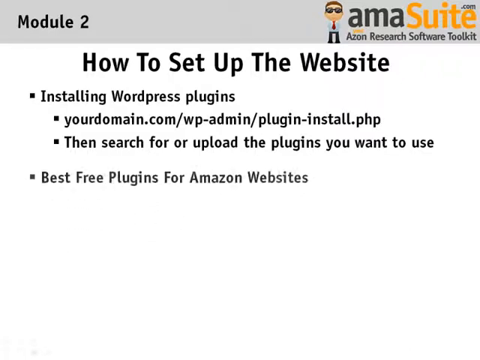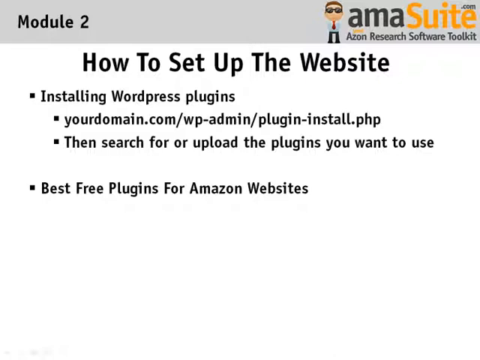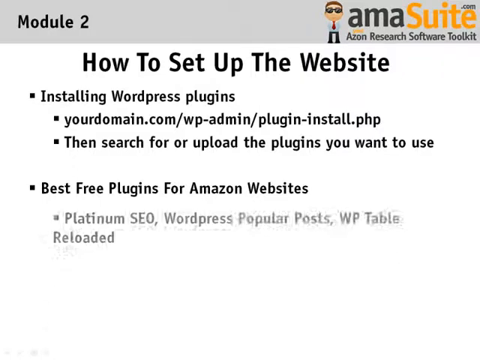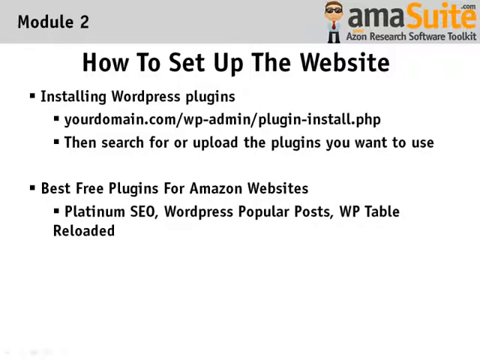And the best free plugins that I use for Amazon websites is pretty much the same set of three, and really you don't even need these three. I'll just tell you here. Platinum SEO, which is a free plugin, and what that plugin does is it allows you to customize a lot more SEO options with your content. And then I also use a WordPress Popular Posts plugin, and I just put that in the sidebar somewhere. And then I also use WP Table Reloaded. I'll show examples of these in the live demo a little bit later on.